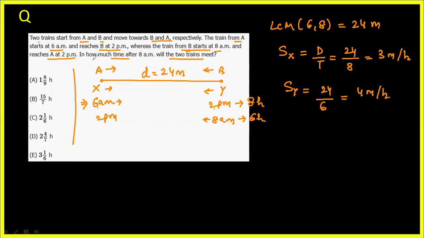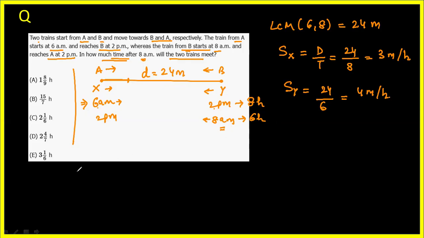Now the question is, how much time after 8 a.m.? Train X moves at 6 a.m. So from 6 a.m. to 8 a.m., when train Y starts, only train X is moving. Why? Because train X starts at 6 and train Y starts at 8. We have to find out how much time after 8 a.m. is required for them to meet. For X, it took 2 hours, meaning only train X was moving from 6 to 8 a.m.